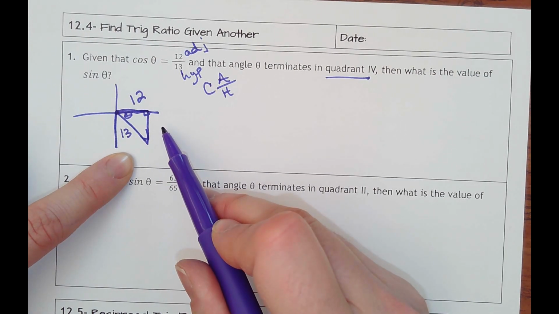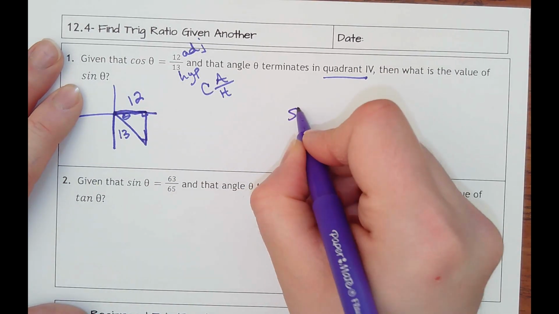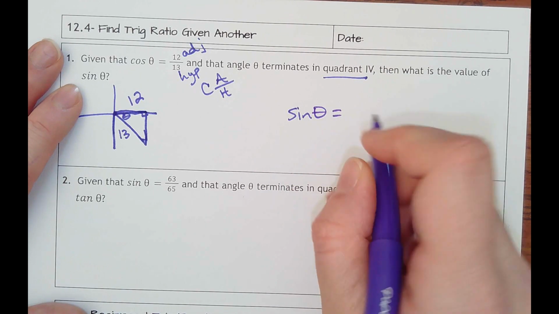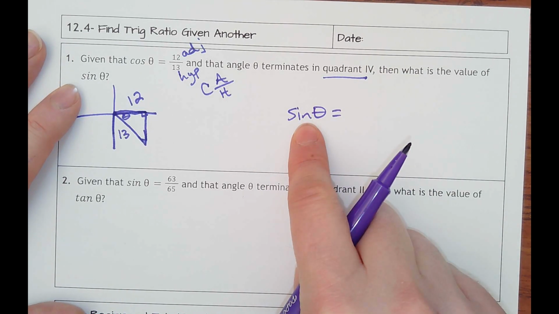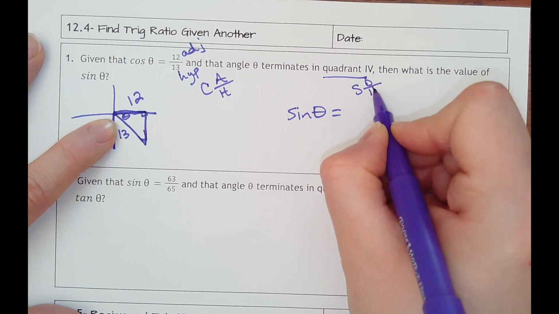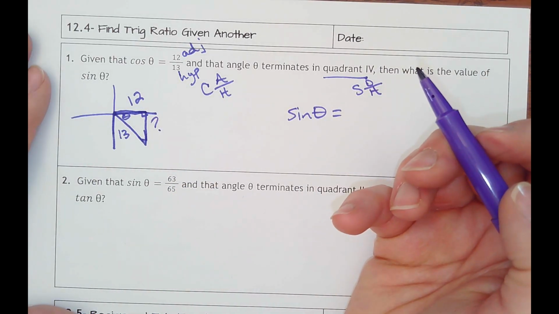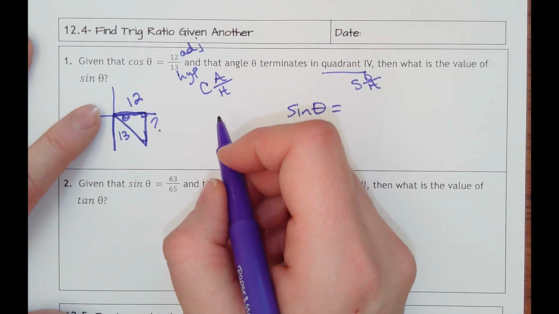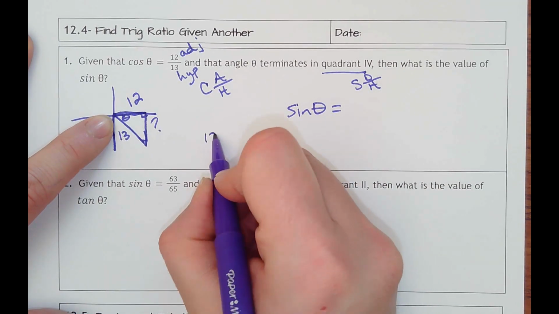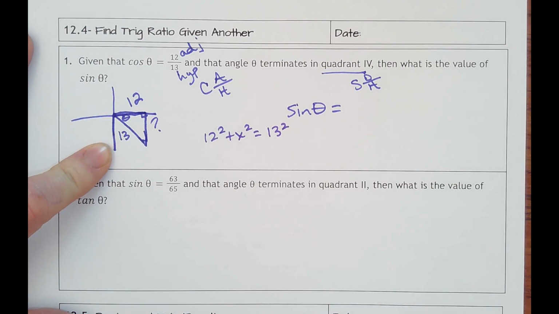Let's look. It says find the value of sine of theta. So our whole goal is to get a fraction for the sine from this angle. Remember, sine is SOH, so we need opposite over hypotenuse. From this angle, I don't have the opposite side, but I could find it using Pythagorean theorem. So I would have 12 squared plus x squared equals 13 squared.